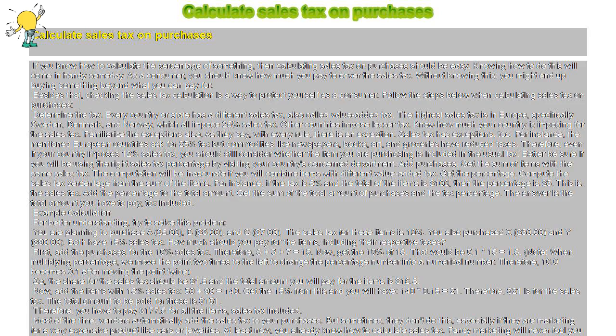Calculate sales tax on purchases. If you know how to calculate the percentage of something, then calculating sales tax on purchases should be easy.